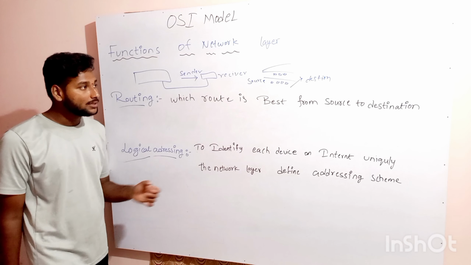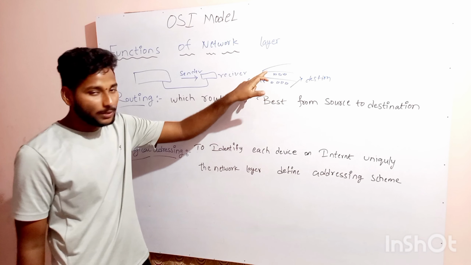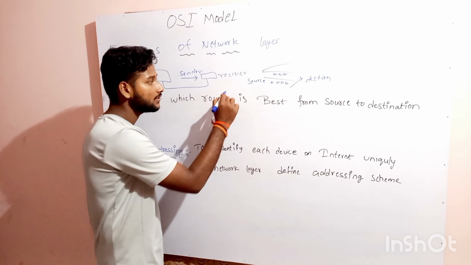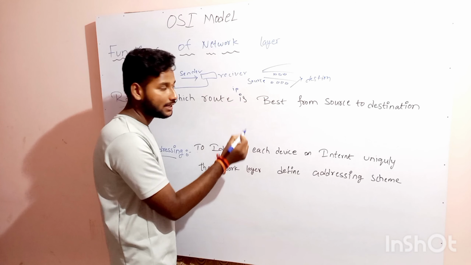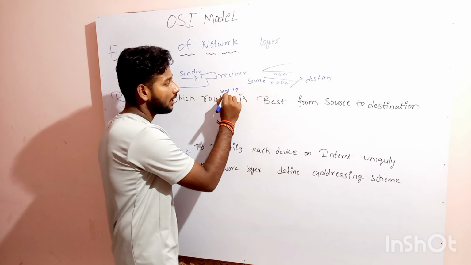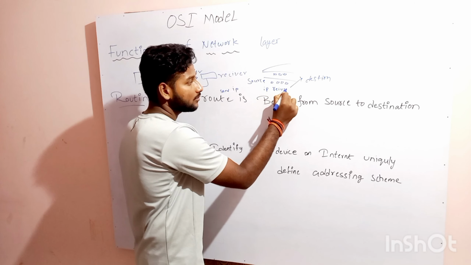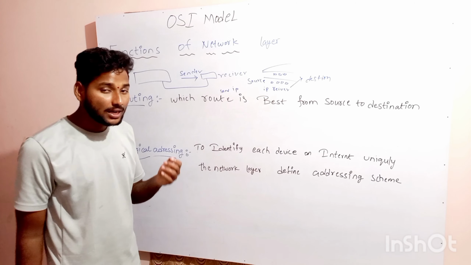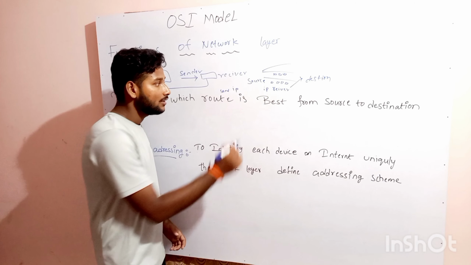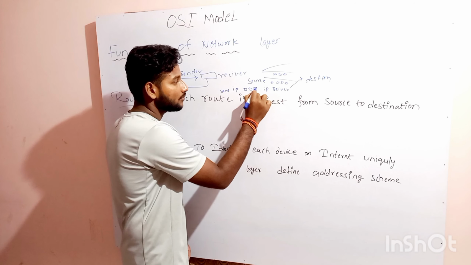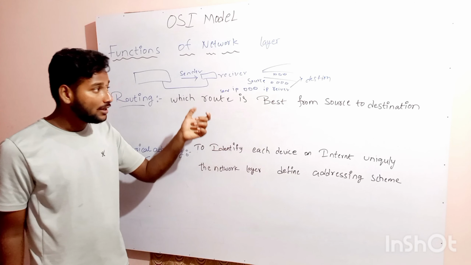Logical addressing: here there are two addresses used. We have the IP address of the sender and the IP address of the receiver. There are a large number of data packets, and this addressing means the IP address.